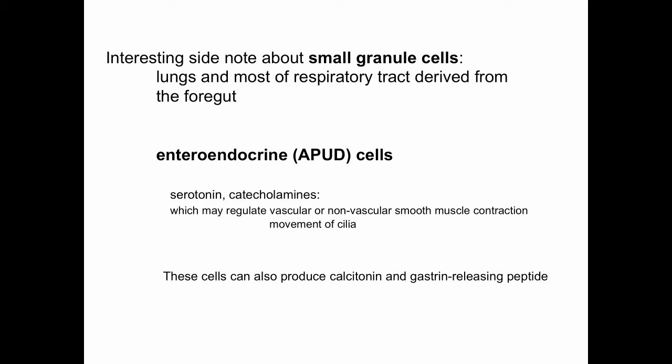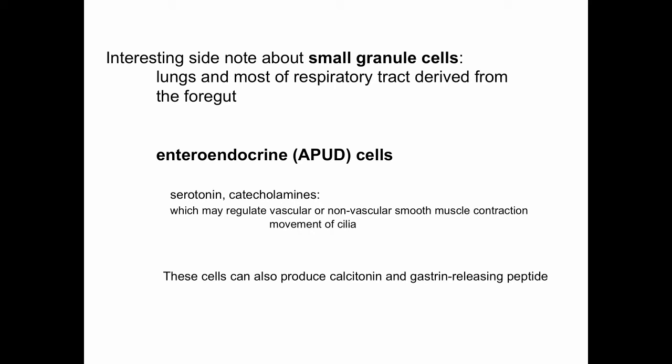Now let me give you just an interesting note about the small granule cells. We told you that the lungs, and in fact most of the respiratory tract, is derived from the foregut. These small granule cells are actually enteroendocrine cells, or APUD cells. They're very much like the enteroendocrine cells that you find in the GI tract.